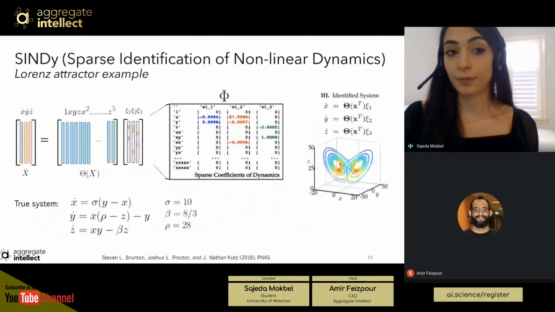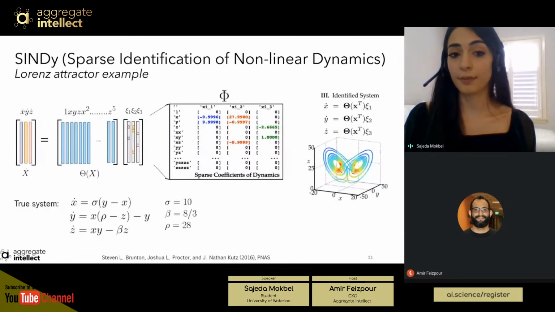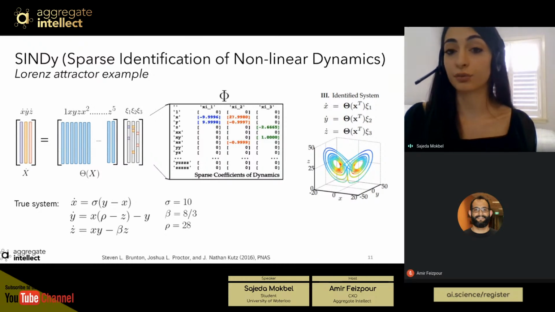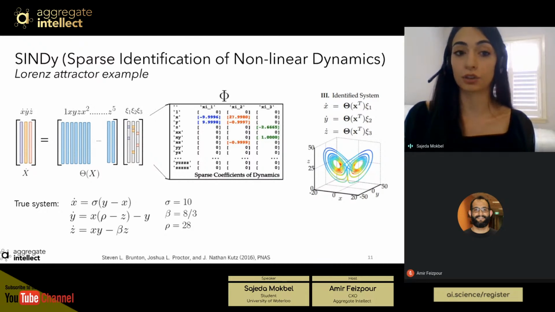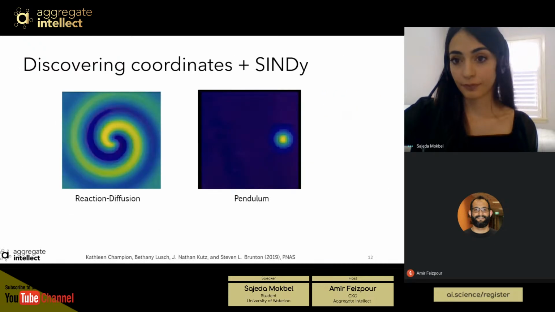And these are the results from the Lorenz attractor example. So as you can see, the true system had a sigma of 10, a beta of 8/3, and a rho of 28. And if you look closely at Xi, you can see it got very close to the real underlying dynamics. And then reconstructing the identified system looks very similar to the actual results. So that's pretty interesting.